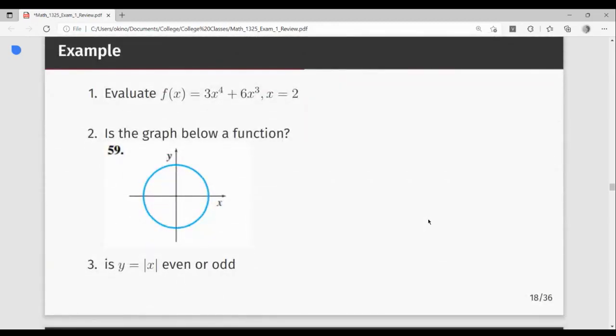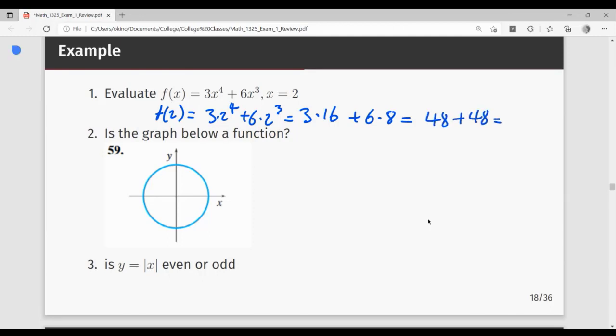Okay, so let's try to evaluate this function, 3x to the fourth plus 6x cubed at x equals 2. Well, we just want to plug in 2 wherever we see x, so that's 3 times 2 to the fourth plus 6 times 2 to the third, so that's 3 times 16 plus 6 times 8, and that's just 48 plus 48, or just 96.